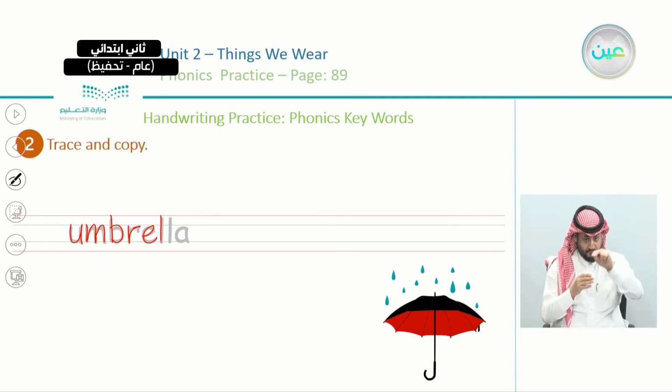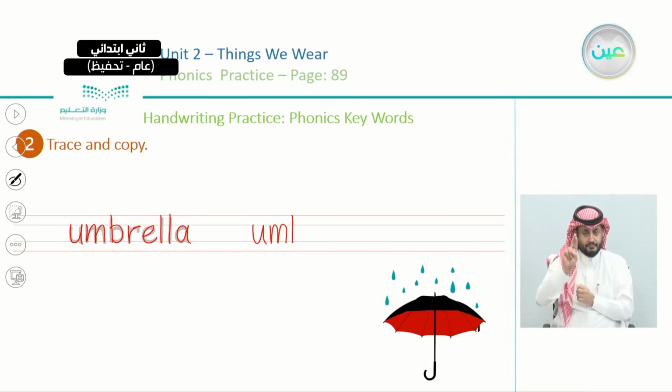Okay. And then we have A, and A between 2 and 3. So this is umbrella. Now let's write it. So U, M, B, R, E, double L, and then we have A. So this is what? Umbrella, umbrella. Okay, so let's say it together.